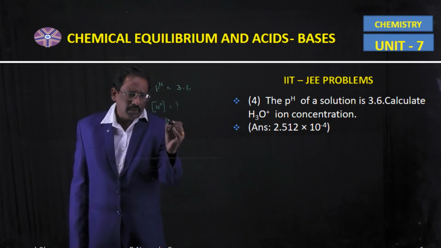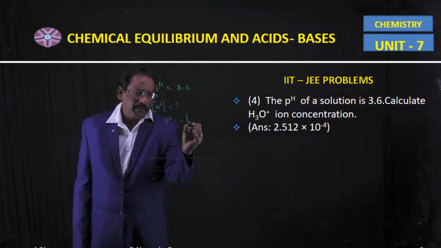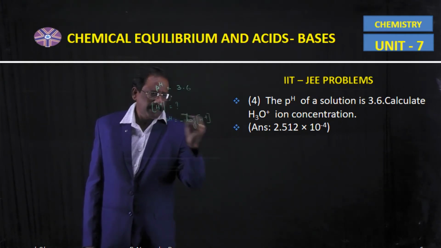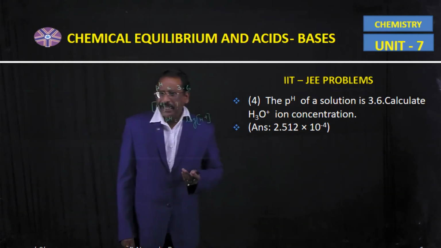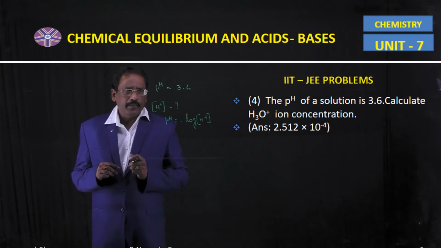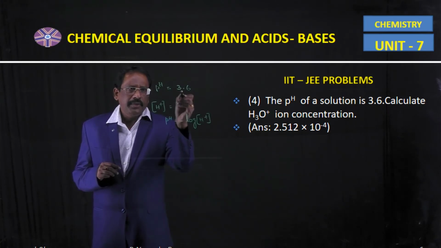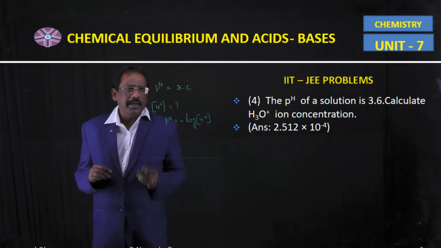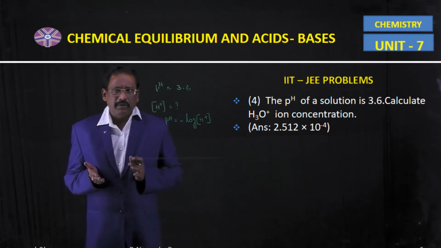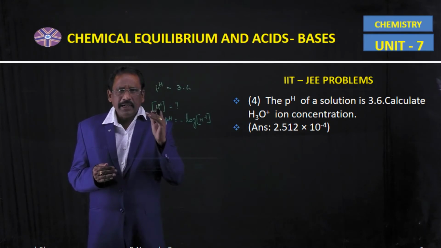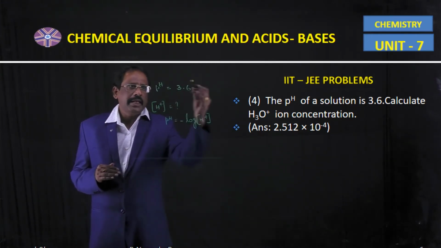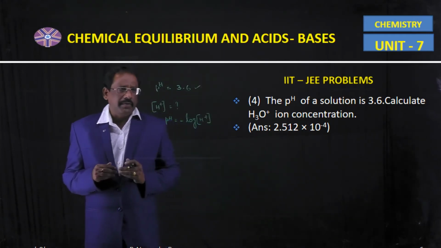So pH is equal to minus log H plus. H3O plus ion active mass is nothing but H plus ion active mass. If it is an integer value, for example, if pH is equal to 3, now H plus ion active mass is equal to 10 power minus pH. That means 10 power minus 3. But here it is in fractional value.